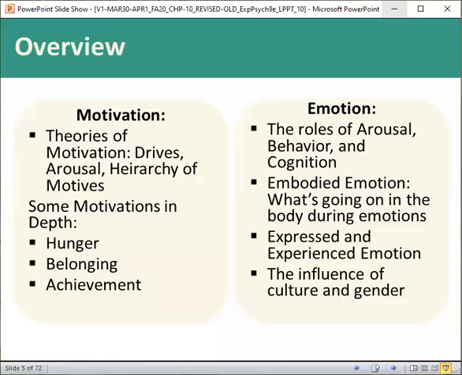So motivation. We'll be looking at theories of motivation, drives, arousal, hierarchy of motives. Some motivations that we'll look at in depth are going to be hunger, belonging, as well as achievement. And then in our next session, we'll be focusing on emotion, the roles of arousal, behavior, and cognition in emotion, embodied emotion, what goes on in the body when we're experiencing certain emotions, expressed and experienced emotion, and then the influence of culture and gender on emotions. We'll see there are some differences based on gender and culture about how we experience and or display emotions, and we'll talk more about that in our next session.